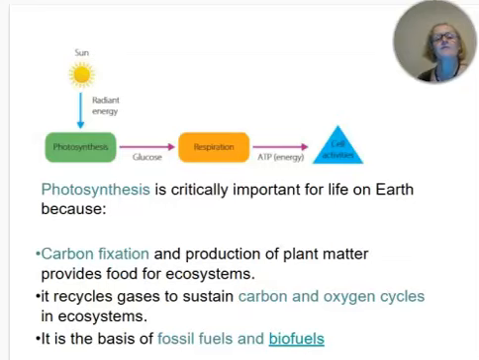So you can see here, without photosynthesis, we wouldn't have the rest of life on Earth. It's critically important. It makes glucose. Glucose is used in cellular respiration by every living cell and powers their cell activities. And this production of glucose from carbon dioxide is called carbon fixation. So it's the beginning of all our food chains. And photosynthesis is playing a vital role in the carbon and the oxygen cycles in our ecosystems. And it's also the basis of all fossil fuels and biofuels that exist.